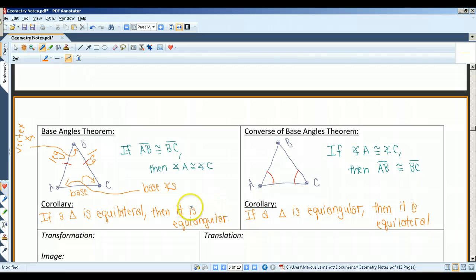Also, we have these two corollaries. If a triangle is equilateral, then you know it's equiangular. If a triangle is equiangular, then you know it's equilateral.